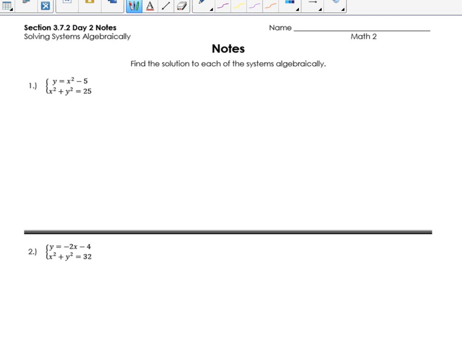So we have y equals x squared minus 5 and x squared plus y squared equals 25. So I'm going to take this x squared minus 5 and substitute it in here. So I end up with x squared plus (x squared minus 5) squared equals 25. So all I did there was I substituted in my other y value.